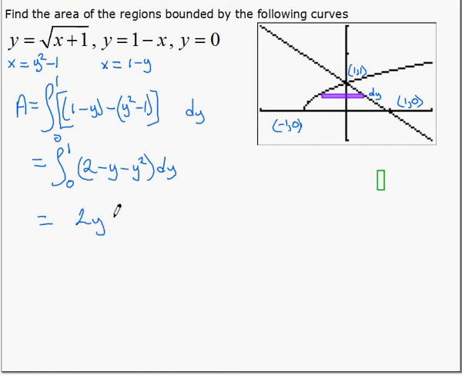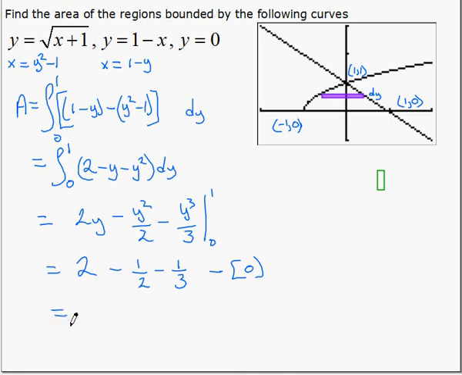So 2y minus y cubed over 3, evaluated from 0 to 1. So plugging in 1 then, we get 2 minus 1 over 3, minus, putting in 0 gives us 0. So we end up with 2 minus a third, which gives us 1 and 2/3, or 5 over 3 units squared.